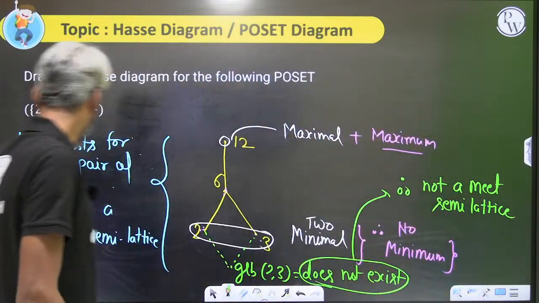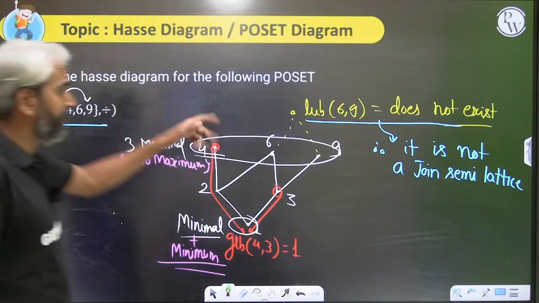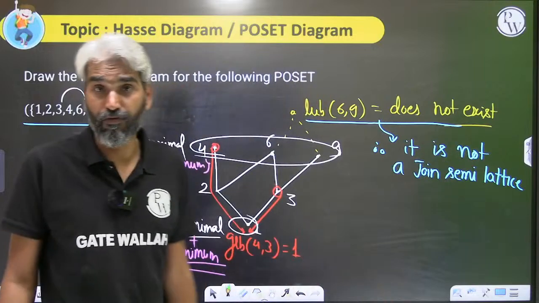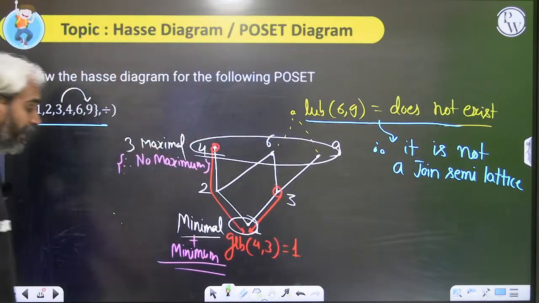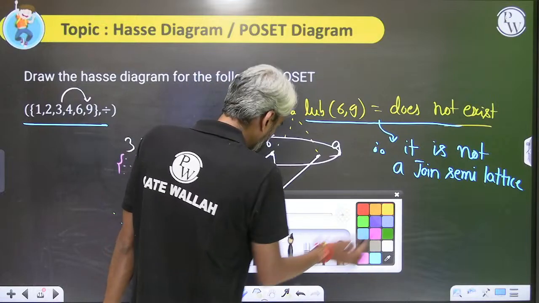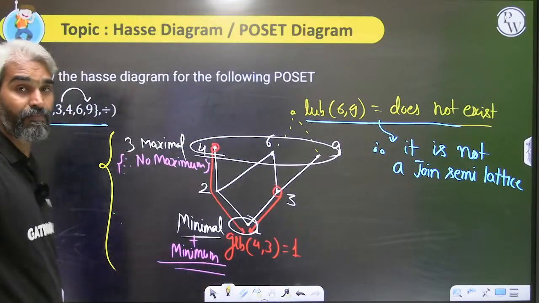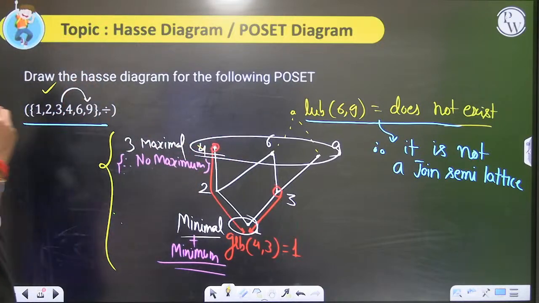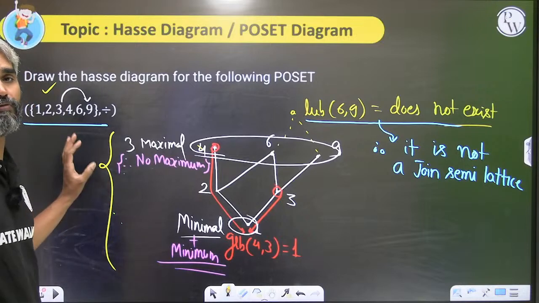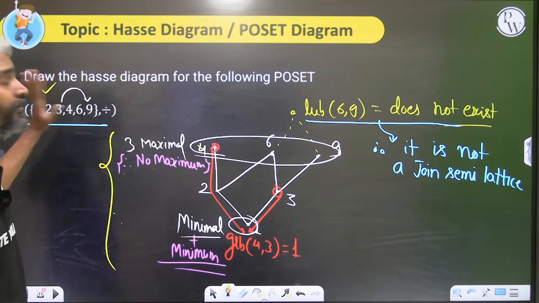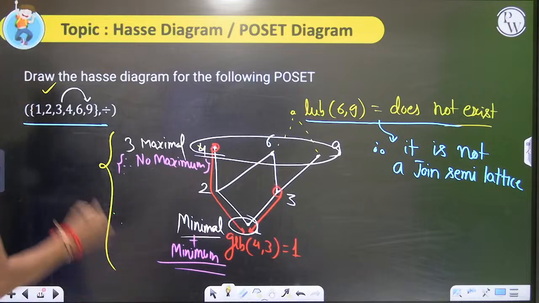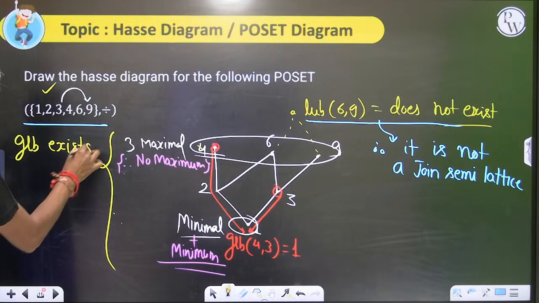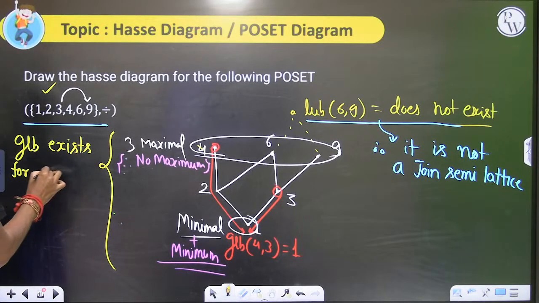Let's go back to the next example. So here we have some pair of elements for which least upper bound does not exist, therefore it is not a join semi-lattice. But check, do we have greatest lower bound for every pair of elements within this poset itself? Yes, sir. Take any two elements from this poset, and if you try to obtain the greatest lower bound for that pair of elements, then that greatest lower bound will be present in the poset. Clear? So greatest lower bound exists for every pair of elements. I'll give you a simple trick to check that.